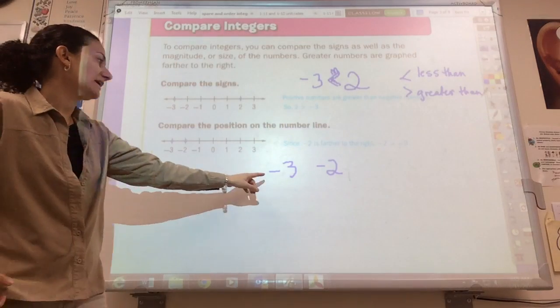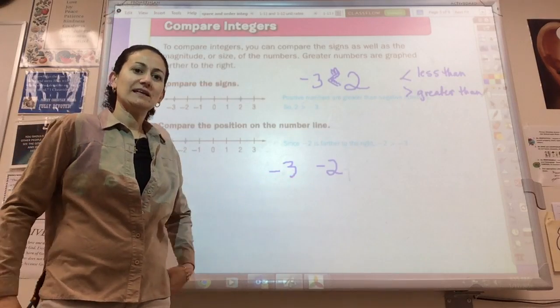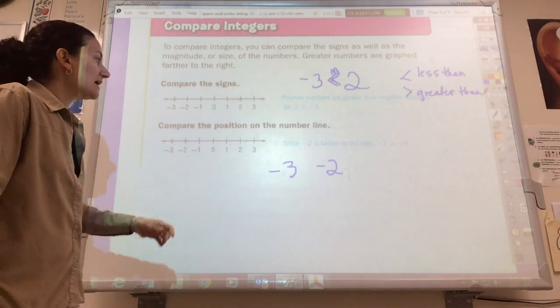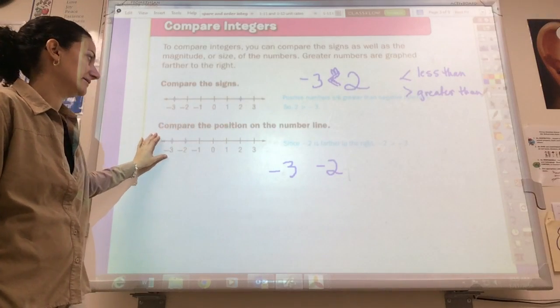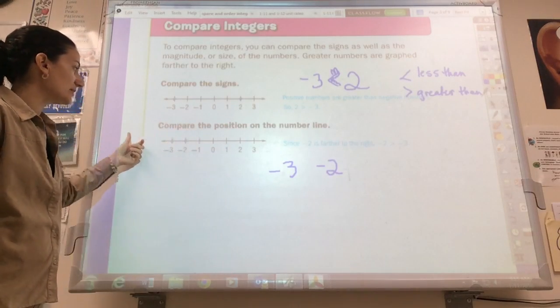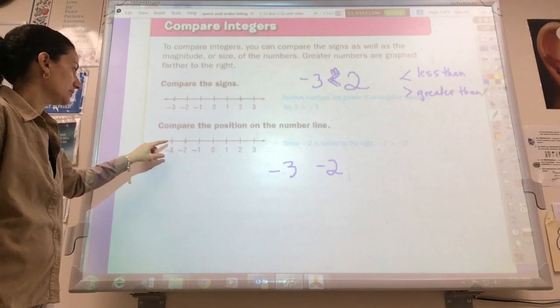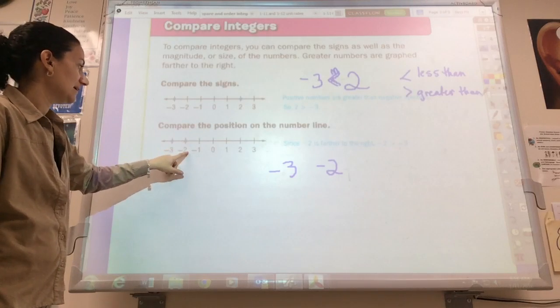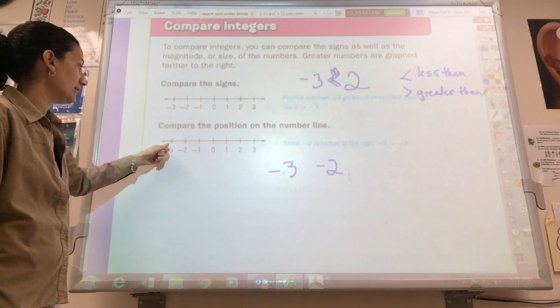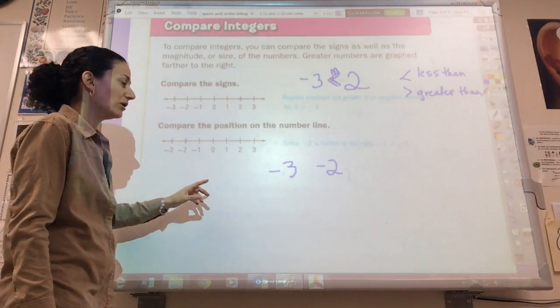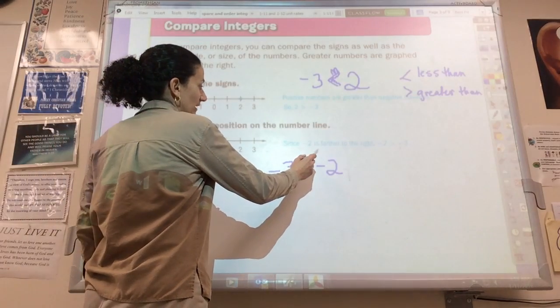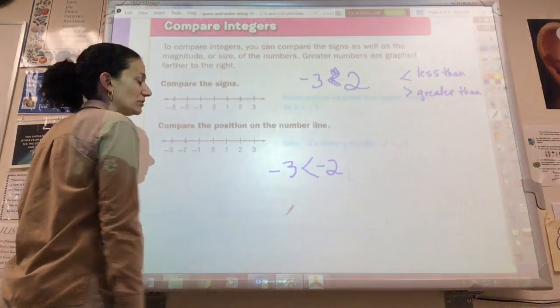All right? Now, here's another example. In this example, we've got negative 3 and negative 2. In this case, both of our numbers are negative. You really want to think about the position on the number line. The farther to the left, the smaller the number. So here you see negative 3. Here's negative 2. Negative 3 is farther to the left than negative 2. So it is smaller. So negative 3 is less than negative 2.